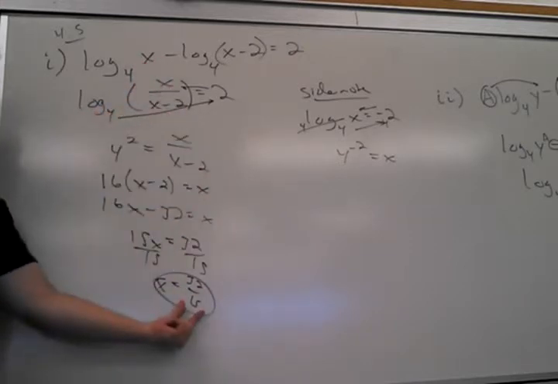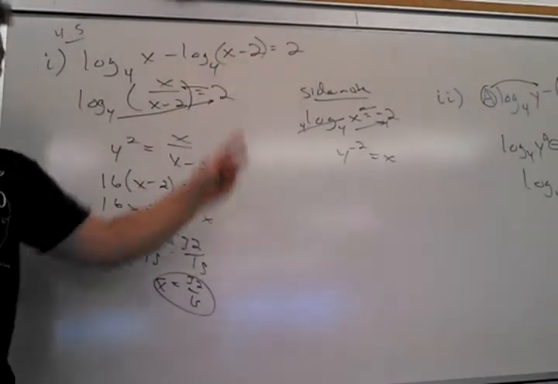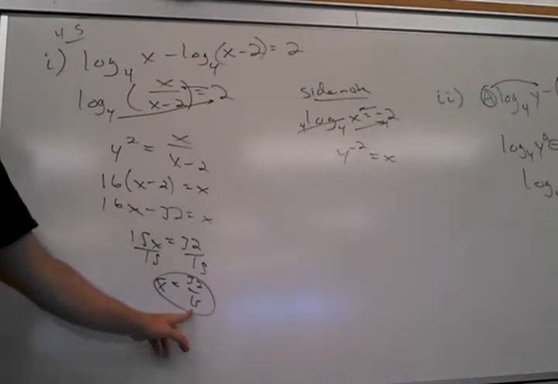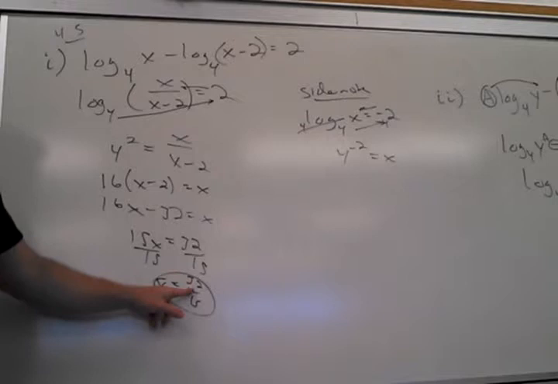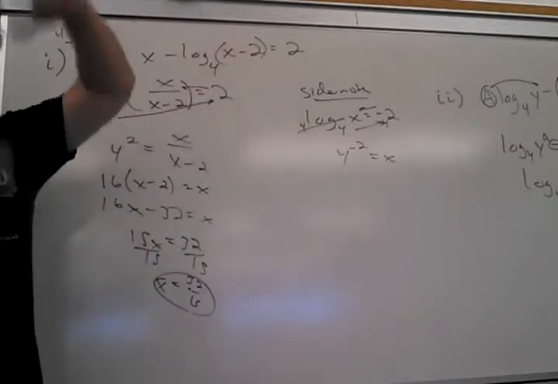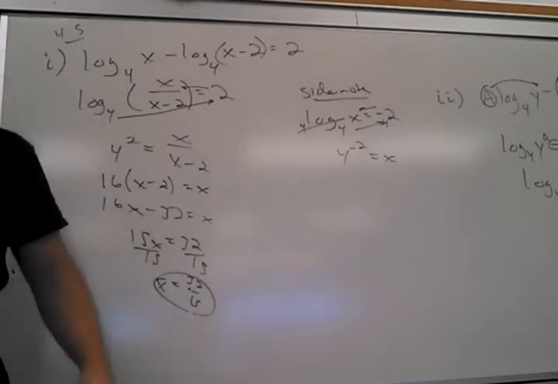Is 32 divided by 15 bigger or smaller than 2? Bigger. Bigger than 2, so that's fine, as long as it's positive. So that is a solution. You will have extraneous solutions that you have to cross out. If that had been 28 over 15, I would have had to throw it out. I'd just write no solution, just like you had with radical equations.